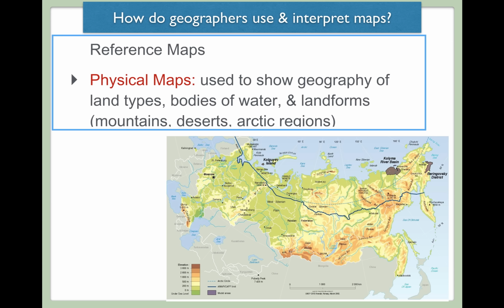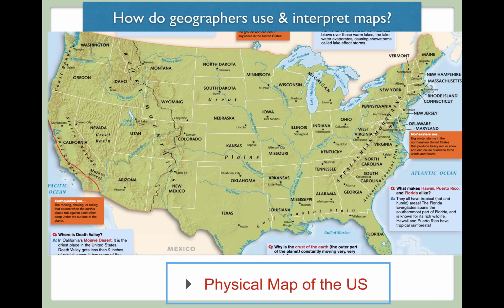And similarly, a physical map. A physical map shows us the geography of land types, bodies of water, and land forms. It's going to show us, likely labeled, where rivers are, where lakes are, where mountain ranges are, deserts, Arctic regions, tundras. A physical map is often going to show us environmental features. Well, I'm not going to go too far into it, but yes, a physical map is going to show us here the geography, the land types that we're going to find. That too is a reference map.